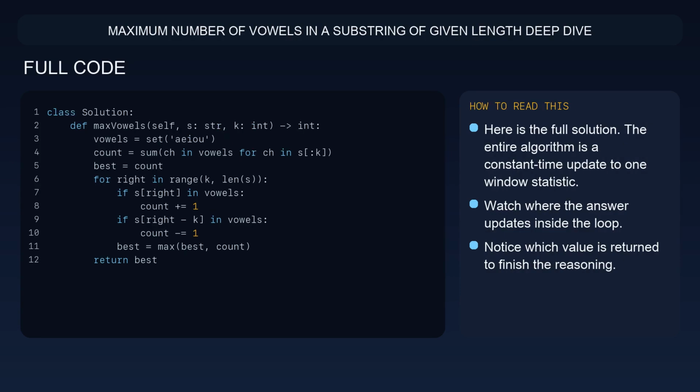The entire algorithm is a constant time update to one window statistic. In the code, focus on 2 checkpoints. Watch where the answer updates inside the loop, then notice which value is returned to finish the reasoning.